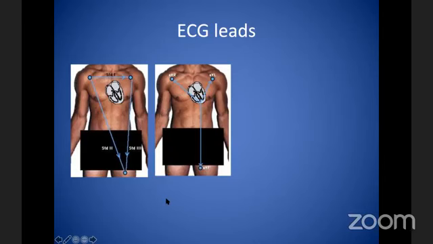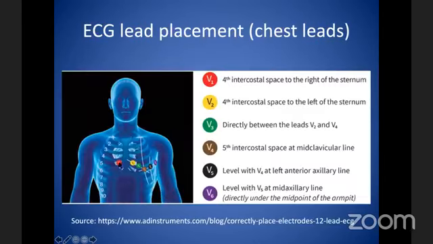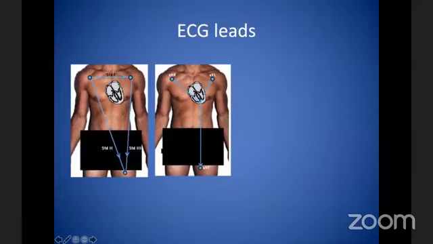So this is just a concept. Going back again, with V1 to V6, you're looking at the heart from the right, anterior, anterior septum, lateral, and inferiorly 2, 3, AVF, and 1 and AVL laterally.